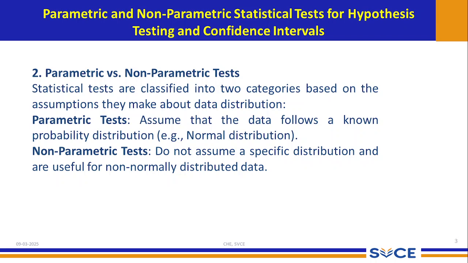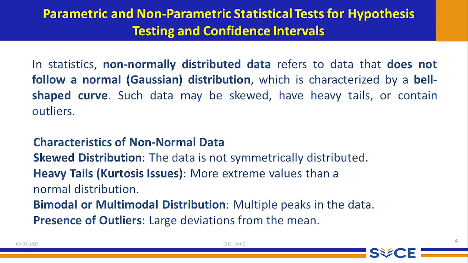So, let us say in the parametric test, the assumption made is normal distribution, whereas in the non-parametric test there is no assumption. They do not assume a specific distribution and are useful for non-normally distributed data. Now, the question is, what do you mean by non-normally distributed data?